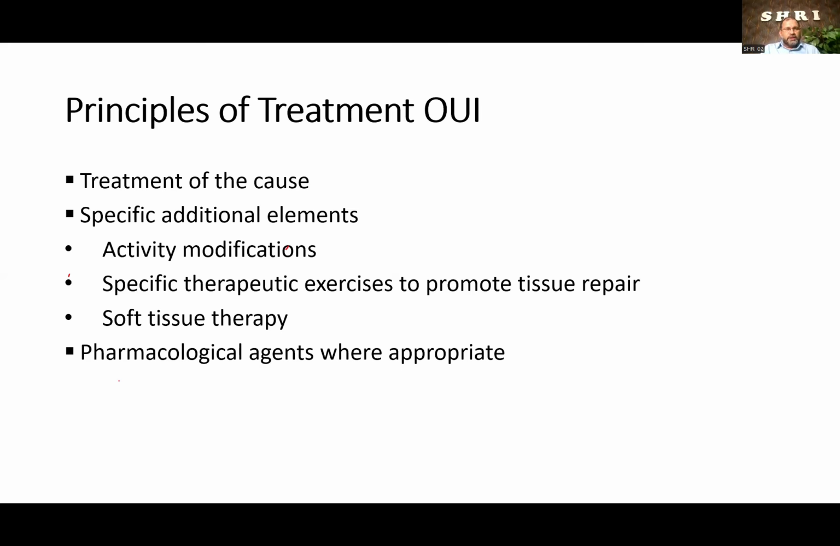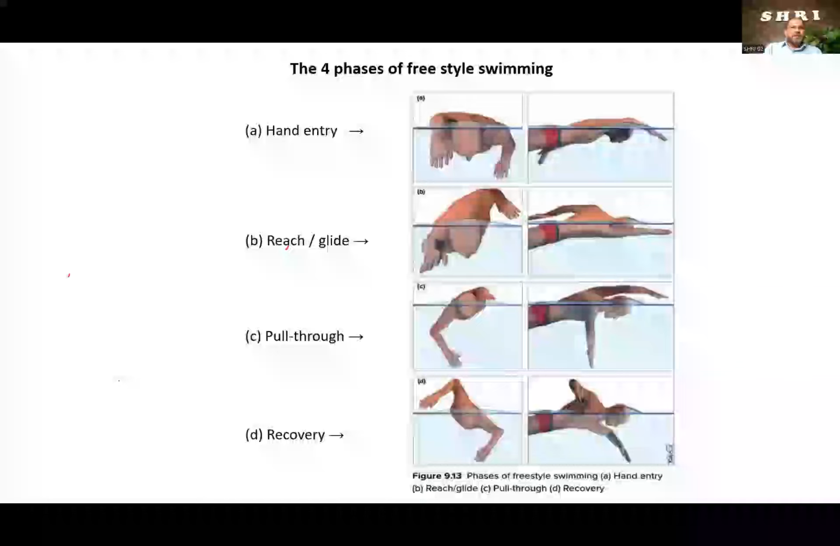Then, of course, to increase the healing process, we do some soft tissue therapies, right? You can use manual therapy, and there are machines for soft tissue therapy. At the bottom of the management principles are the pharmacological agents, where appropriate. In our field, sports and exercise medicine, we don't give priority to medication, tablets or something. We start with therapies, that is exercise therapy, which is very important in the field of sports and exercise medicine.